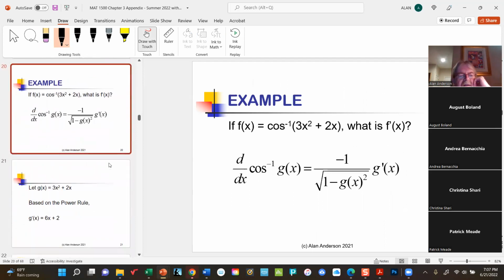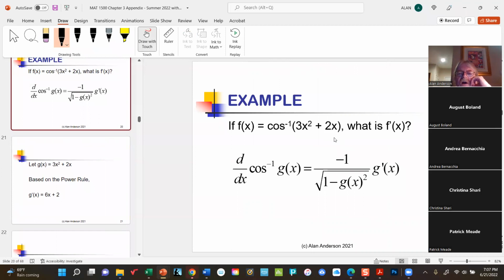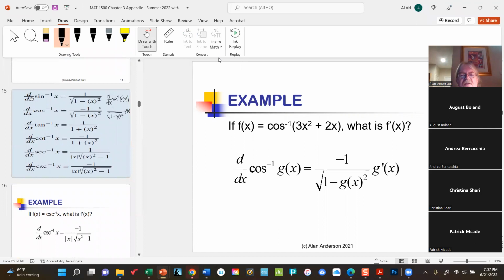Actually, I'm not sure if we did this one. Let's just take a quick look at it. The arc cosine of 3x squared plus 2x. What is the derivative? So once again, let's go back to our table. And let me just quickly pencil this in here.